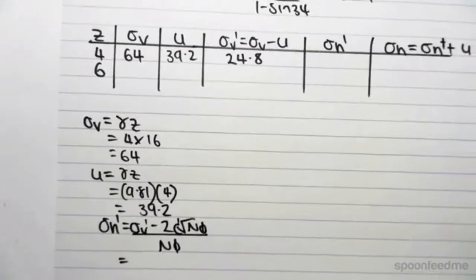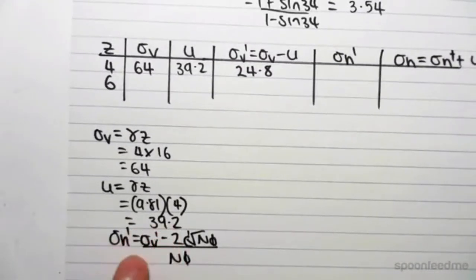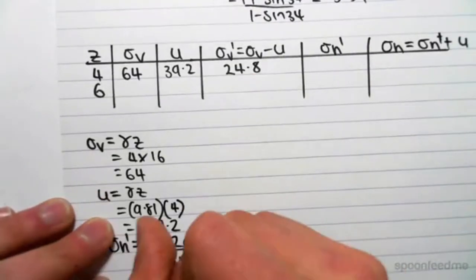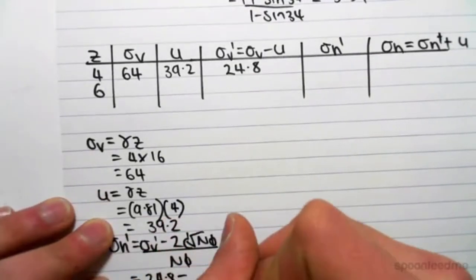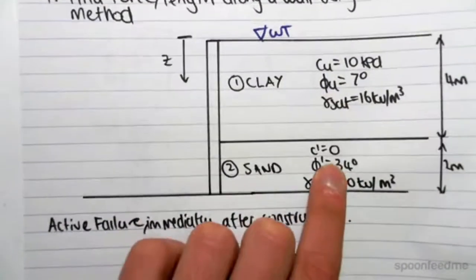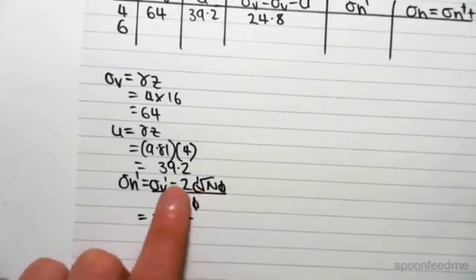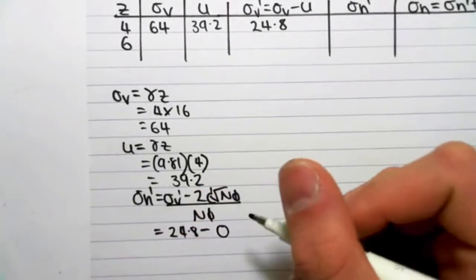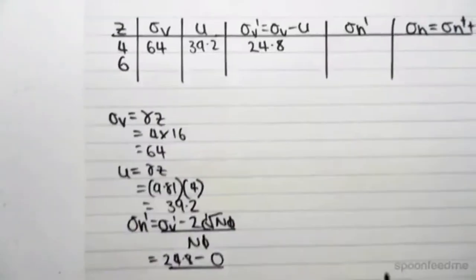But in this one, we're doing an effective stress analysis. So everything becomes effective in this formula. So sigma V dash is 24.8 minus, now C dash is 0. So that's going to eliminate that whole part of our equation for us, so we can just ignore that. It's just going to be minus 0 on top of n phi, which was 3.54.